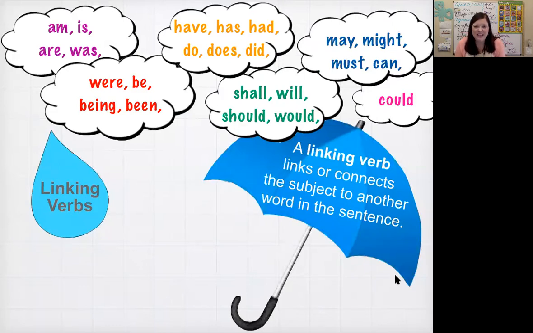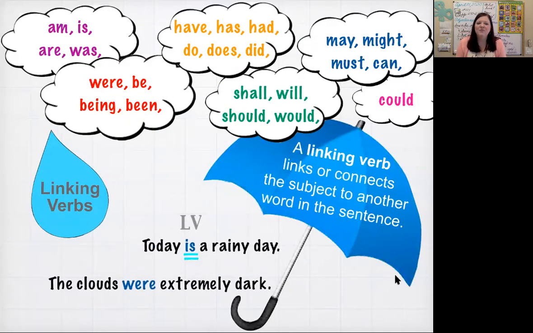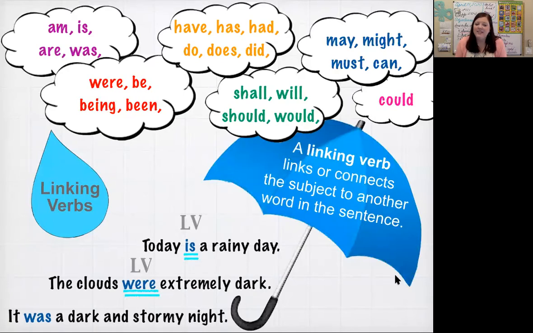Notice how there will be a linking verb in every one of these sentences that I show you as an example. Today is a rainy day. Is is our linking verb. The clouds were extremely dark. Were is a linking verb. It was a dark and stormy night. Was is a linking verb.